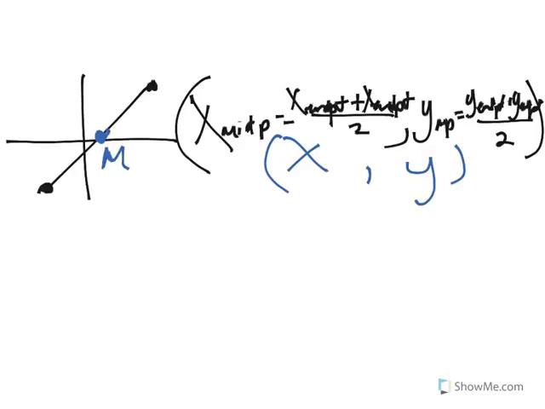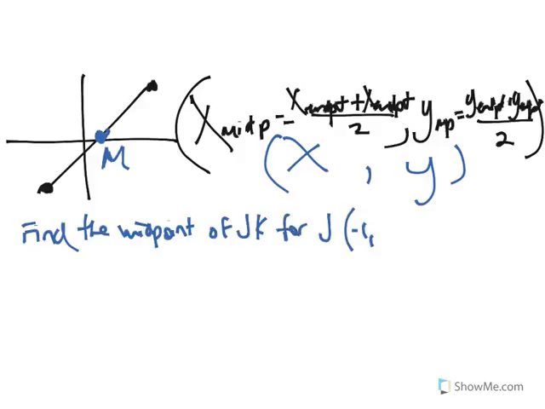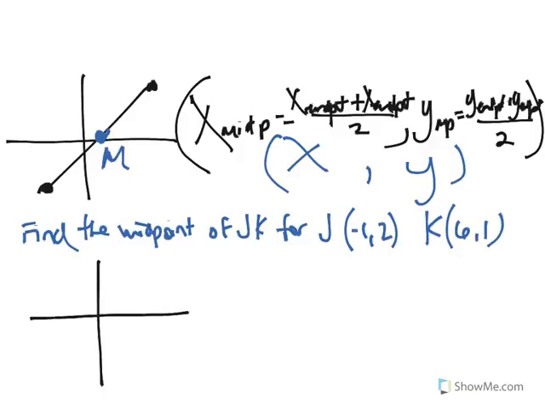Anyway, let's see this formula in action, okay? So, we have a question. Find the midpoint of JK for J, which is (-1, 2), and K, which is (6, 1). All right, so using this formula up here, we always rewrite the formula before we start plugging stuff in, right? We also always draw the figure. So let's graph this.